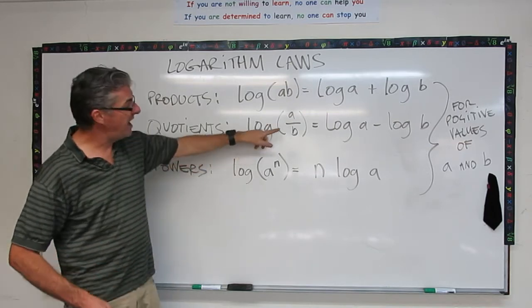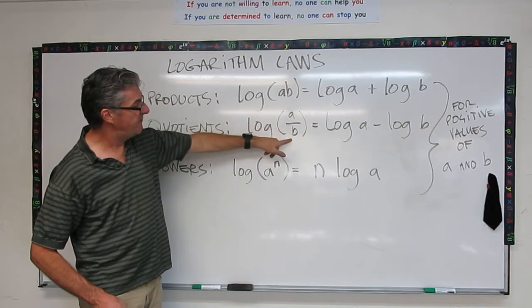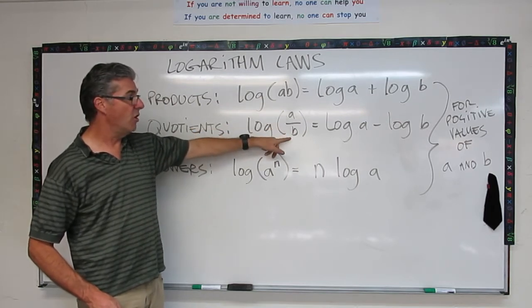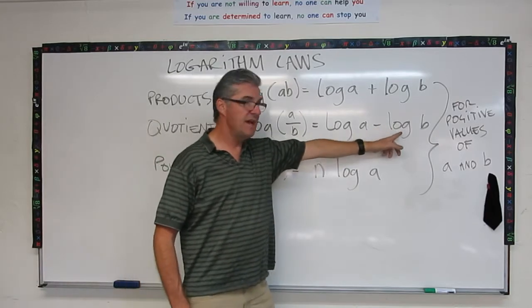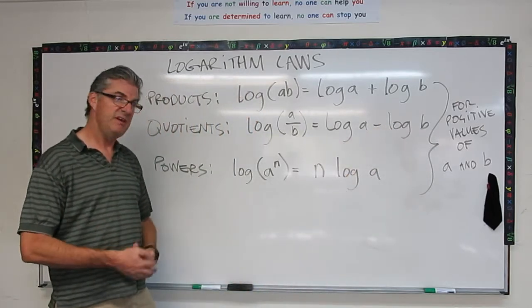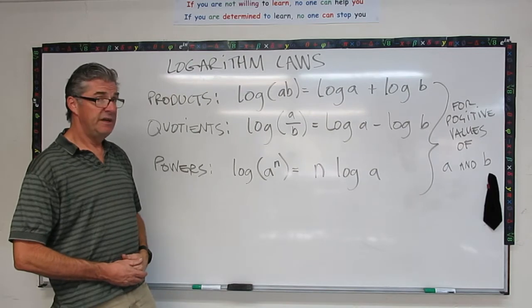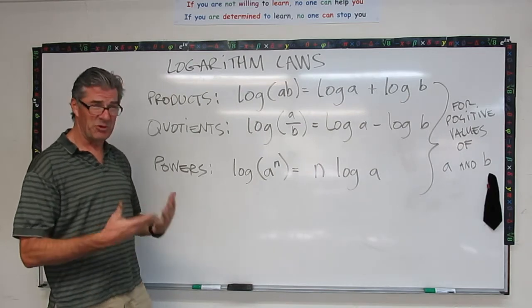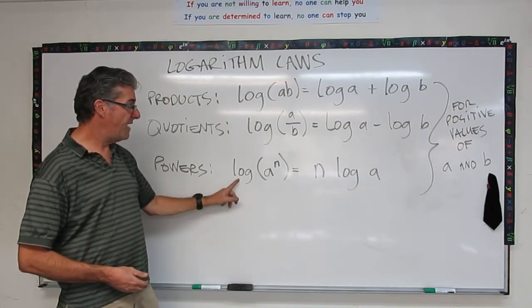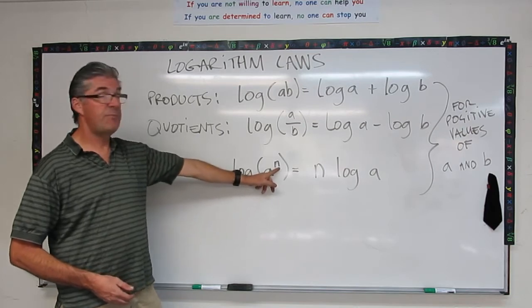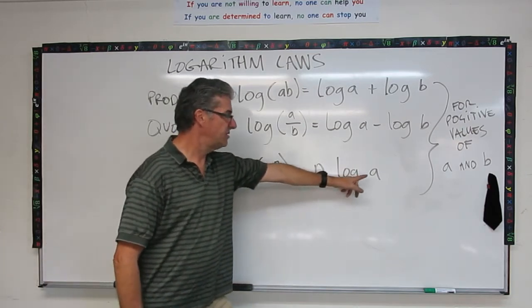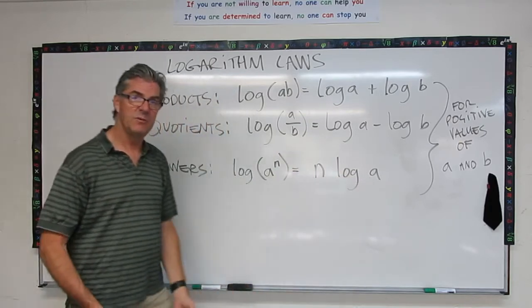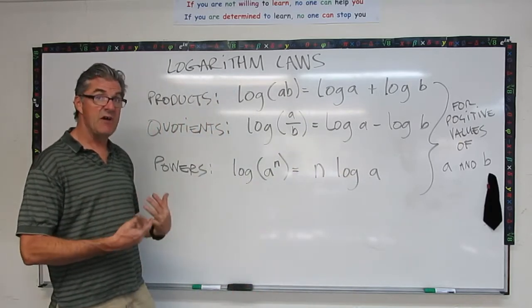Quotients is if I have the log of one thing divided by another, the log of A over B, that's just subtraction. That's just going to be the log of A minus the log of B. Okay, so again, pretty straightforward. And the powers one is also pretty straightforward. If I have the log of A to some power n, that's really just going to be n times the log of A. Okay, so let's do some examples to see how these play out.